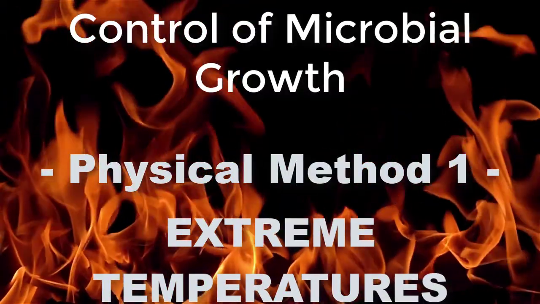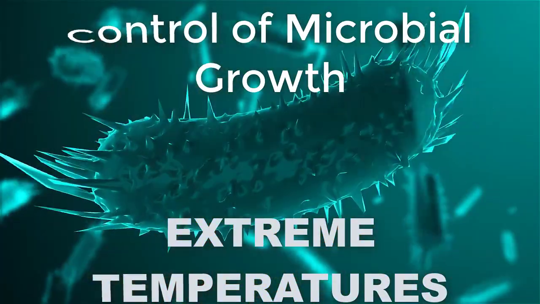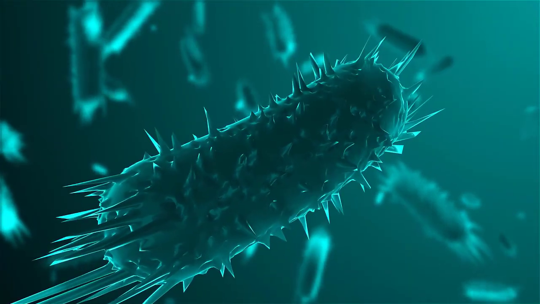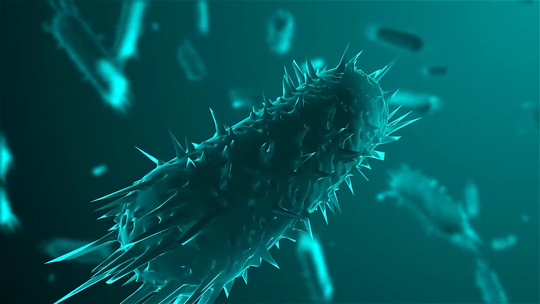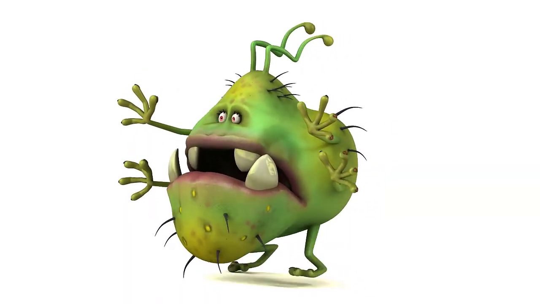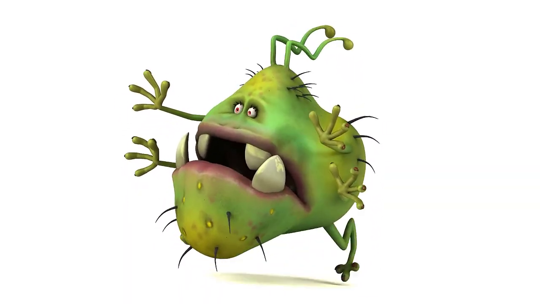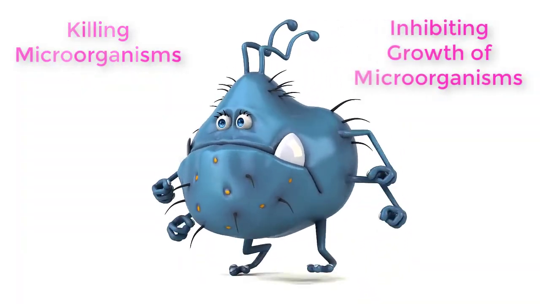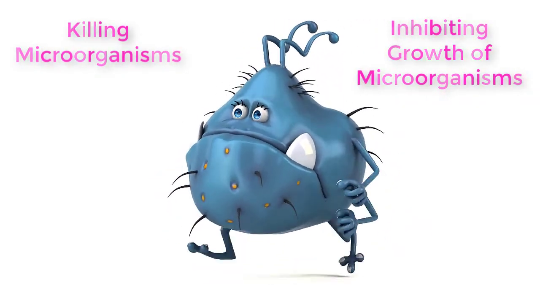The first method that we will explore is extreme temperatures. Control of microbial growth, as used in this tutorial, means to inhibit or prevent growth of microorganisms. This control is effected in two basic ways. First, by killing microorganisms, or second, by inhibiting the growth of microorganisms.